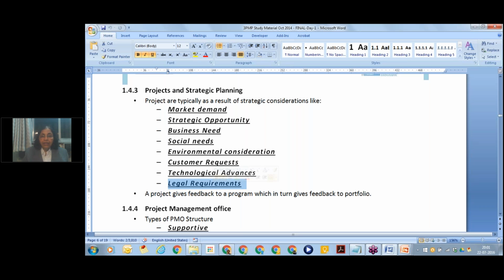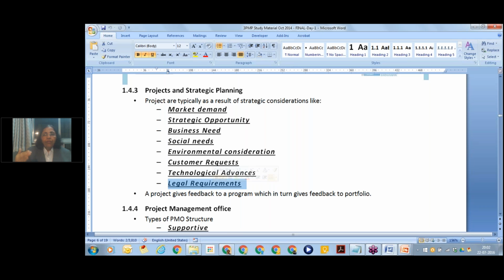and legal requirements. See, typically, does anyone here work for a pharma organization? No. So pharma waste disposal has many legal statutory compliance requirements. It has to be disposed of in a certain way. For that, they have to create plans, they have to create disposal systems, and those projects will be legal requirement projects. In Mumbai, if you now construct residential buildings, rainwater conservation has to be given priority, or solar panels for water heaters have to be there. So these are now legal requirements for a city like Mumbai.